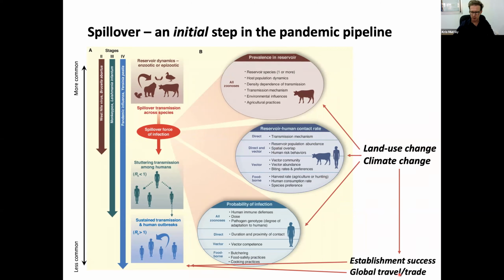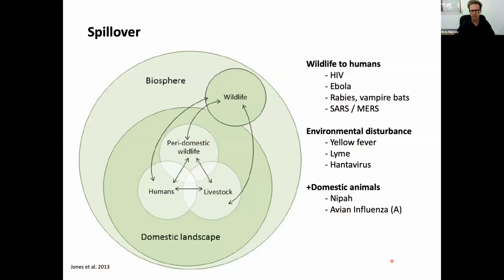And it's already been mentioned, for example, the global travel and trade effect of spreading around a novel pathogen that has managed already to achieve human-to-human transmission. In some cases, land use and climate are facilitating the spread by changing the suitability of the environment into which the pathogen can be introduced. But more or less, I'm going to be talking mainly about this spillover component and leave the global travel and trade side of the story to other speakers.